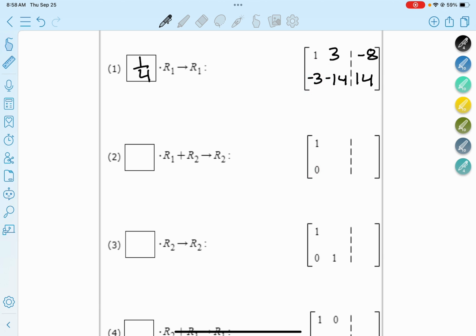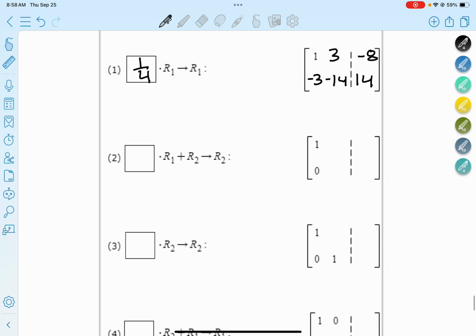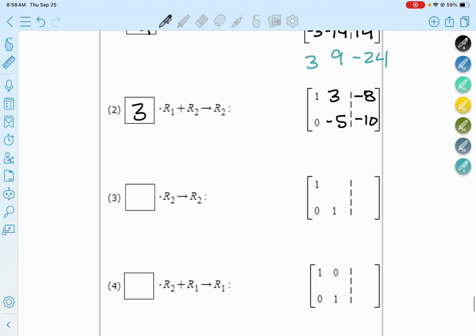Then on this next one, I want to figure out how to make this -3 become a 0. Well, I need to multiply it such that they would cancel out. So I'm going to multiply this top row by the opposite, which is 3. So I get 3, 9, -24. When I add them, my -3 and 3 cancel. -14 and 9 become -5, and 14 and -24 become -10. And my top row didn't change, so I still have 1, 3, and -8.